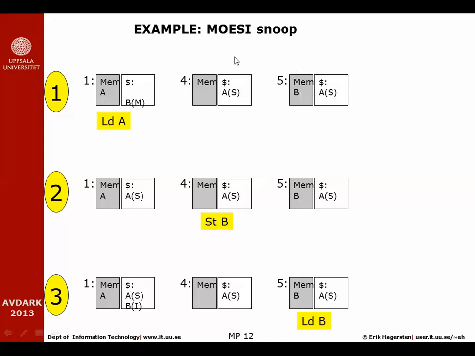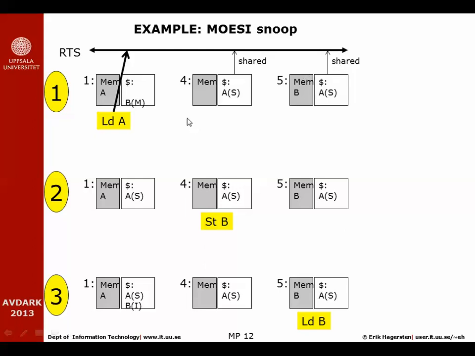We can also see that the cache in the middle has a shared copy of A, and the cache to the right has a shared copy of A, and the cache to the left has a modified copy of B. We're going to see what happens when you perform a load A in the cache to the left. So we'll send out the read to share request, and according to the new definition on how to avoid the corner cases, all the caches with a shared copy are going to raise their hand.